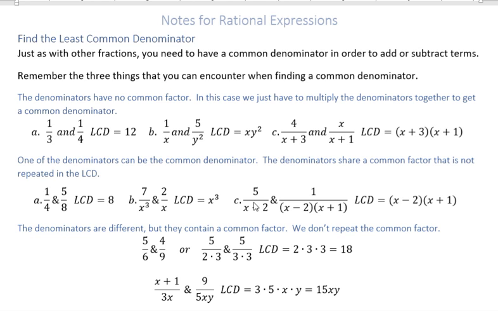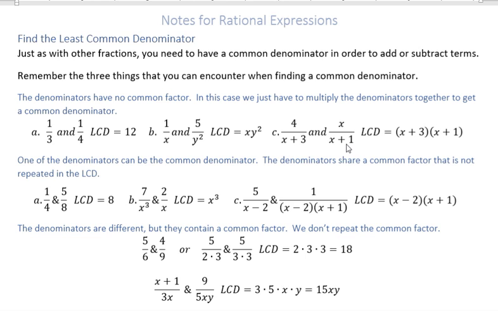Back when we weren't talking about variables, we would have maybe had something like 1/3 and 1/4. The LCD, because these are just two numbers that have no common factor, would be 3 times 4 or 12. In this one, where we have variables, we have x, we have y squared. Those represent different numbers, and so we're just going to say that's going to be x from this term, and then y squared, x times y squared, because they're two distinctly different numbers.